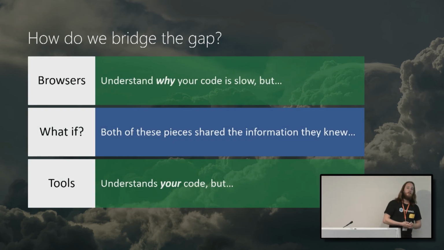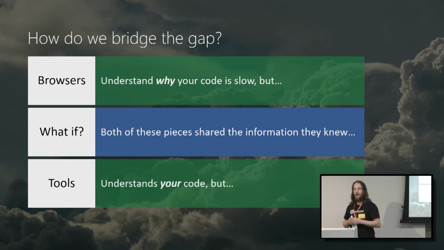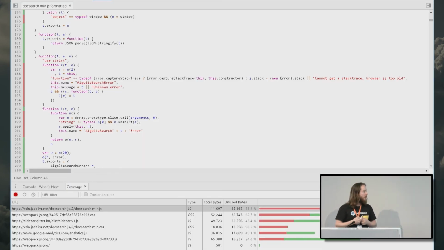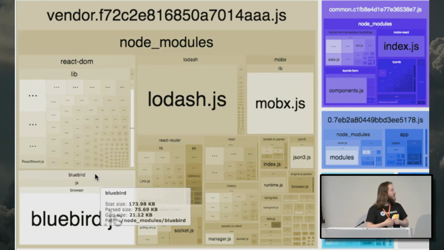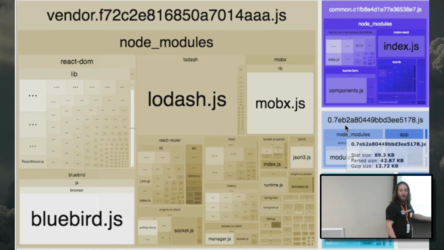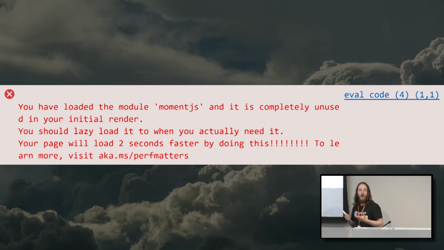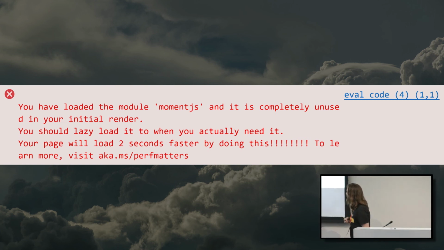But what if we could bridge the gap? What if we could share this data with each other to build a really interesting experience in your DevTools? What if code coverage could be applied to this and become useful? What if you could say, oh, well, of course, you have prop types here and you don't even use it on your page? What if we could give errors or warnings or information in a tab that says, hey, we just had to parse 10 seconds of moment.js, but it's not even used in your initial render. You should lazy load it.